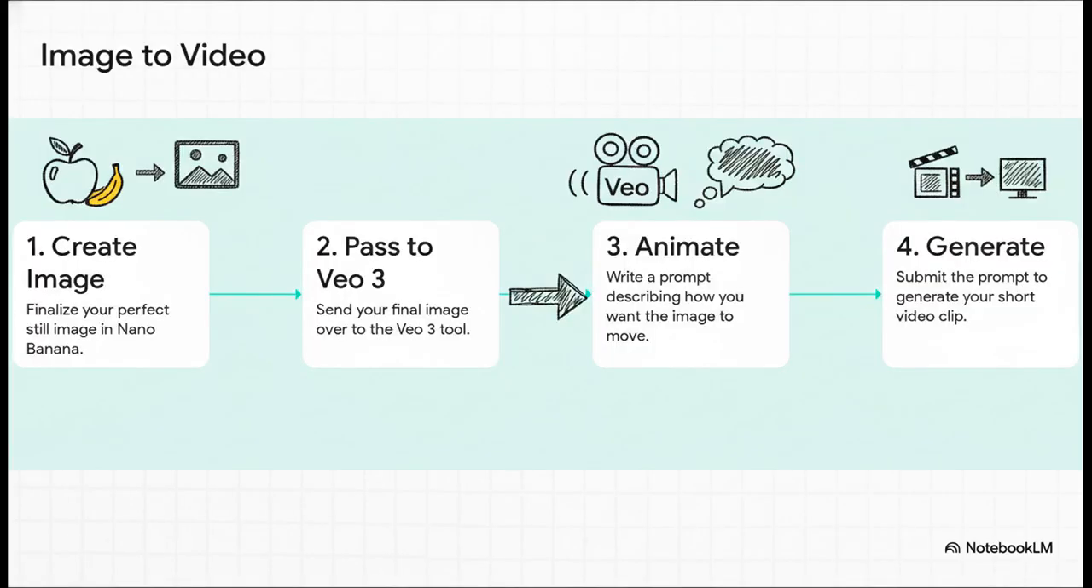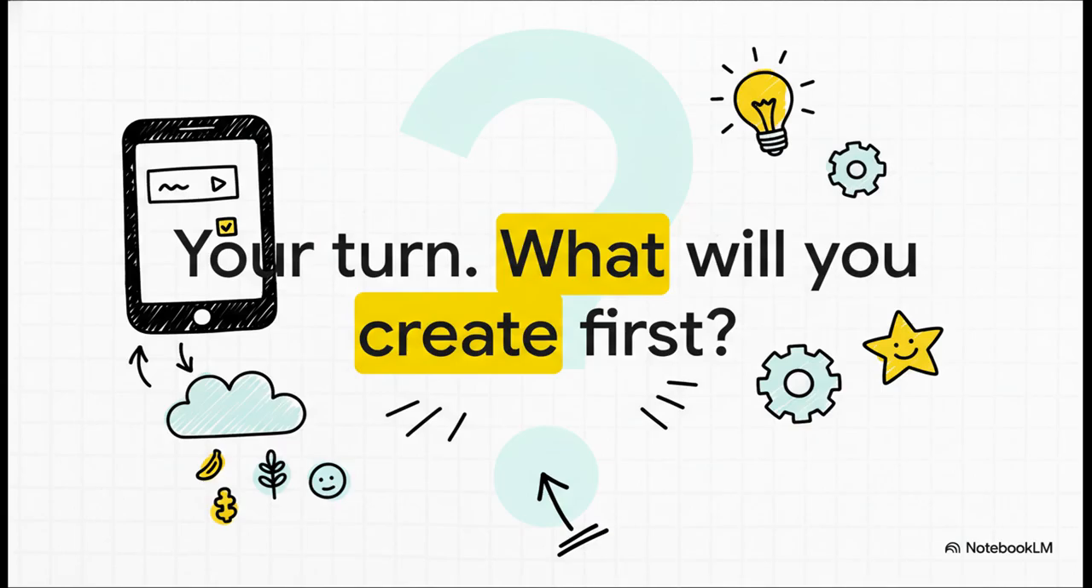And the process is really straightforward. First, you create your image in Nano Banana and get it just right. Then, you pass that image over to VO3. You write a new prompt telling it how you want the picture to move, and then you generate your video. It is an amazing way to watch your imagination literally come to life. So, there you have it. From a simple idea to a photo edit all the way to an animated video, you've got the tools, you've got the steps, and you've got plenty of ideas. The only question left is, what are you going to create first?